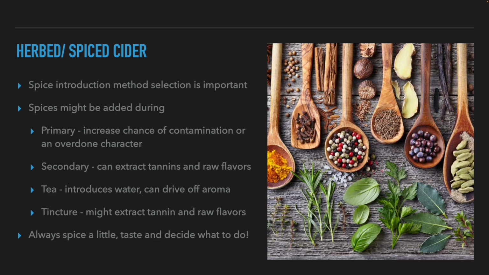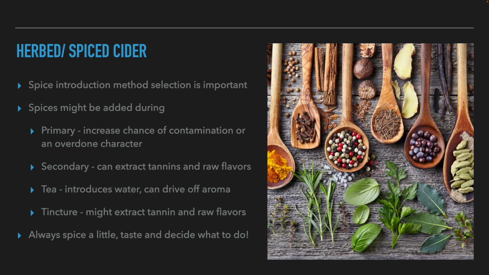Lastly, the cider maker can make a tincture from the spices. A tincture is when the spices are soaked in neutral alcohol, usually vodka, for a few days, and then we add as much alcohol as needed. When spices are used, the cider maker should be conscious that a little goes a long way.